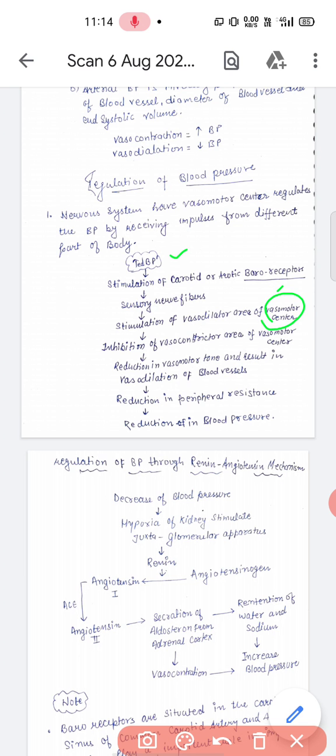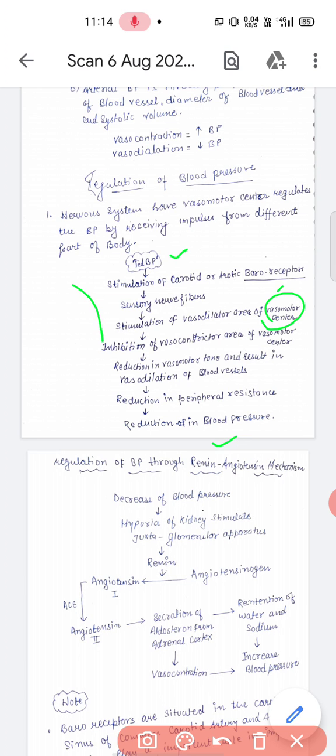That stimulation of the vasodilator area inhibits the vasoconstriction area of the vasomotor center. That reduction in vasomotor tone results in the vasodilation of blood vessels, which reduces the peripheral resistance. Eventually that resistance will be reduced, and your pressure will come down, reducing the blood pressure. This mechanism is normally maintained by the nervous system.